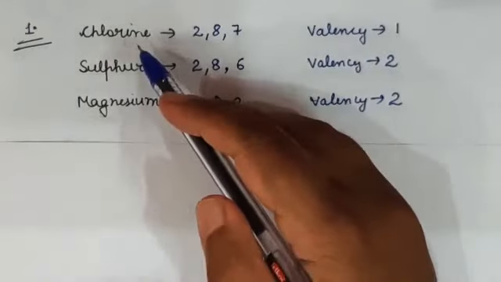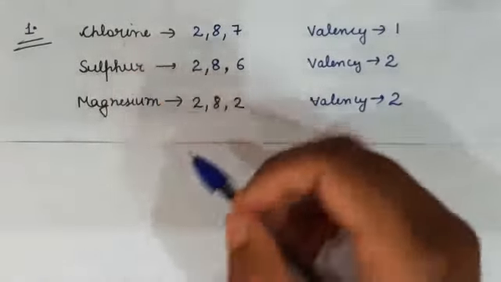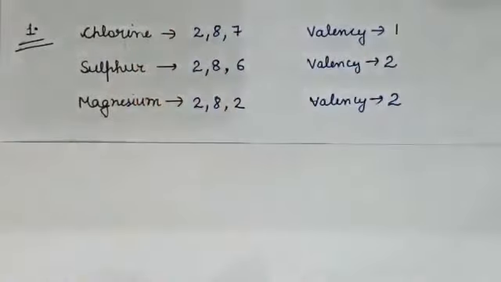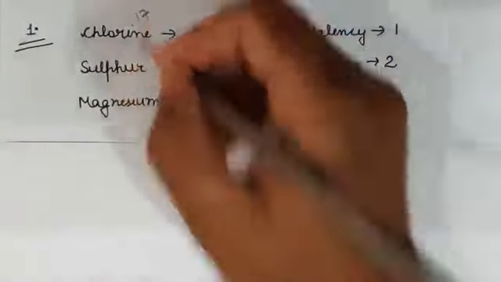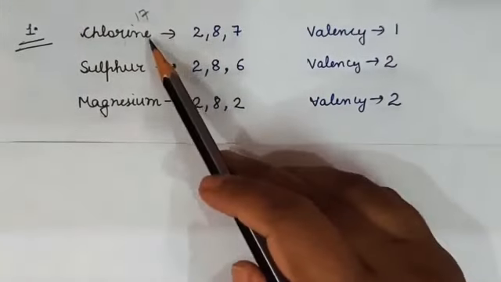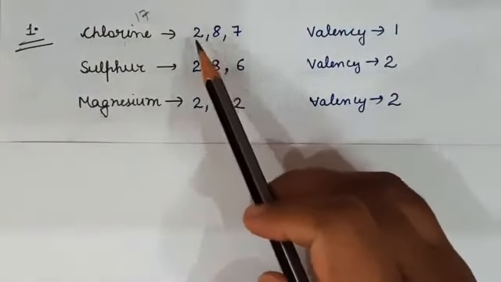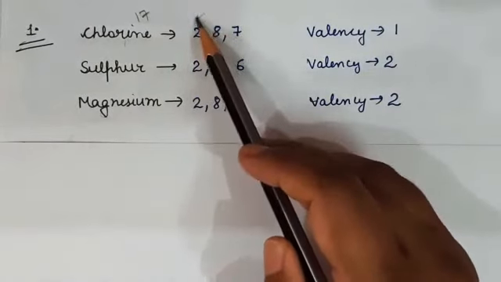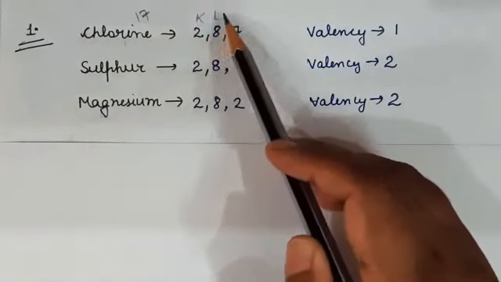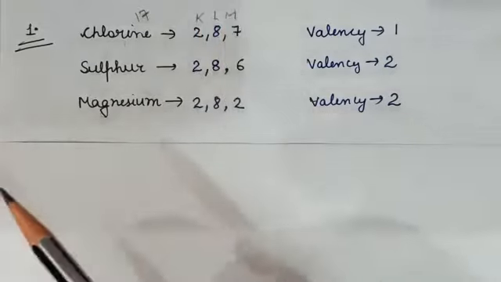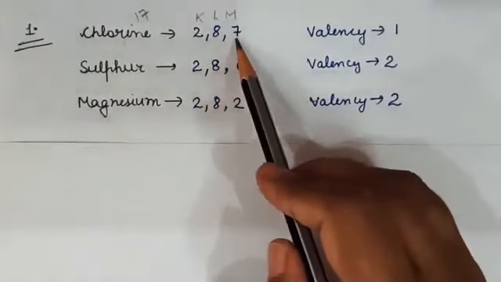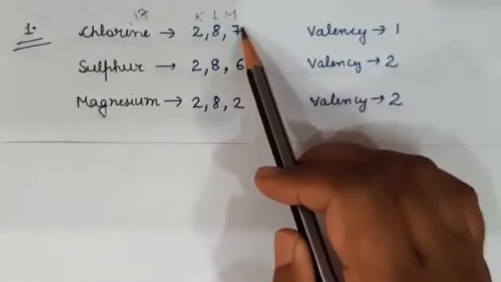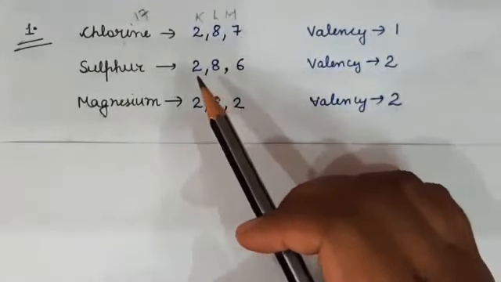So chlorine, what is the atomic number of chlorine? It is 17. So write down the electronic configuration now: 2, 8, 7. In K shell 2, L shell 8 and M shell 7. Now what will be the valency? It will be 1 because it will gain 1 electron to complete its octet.